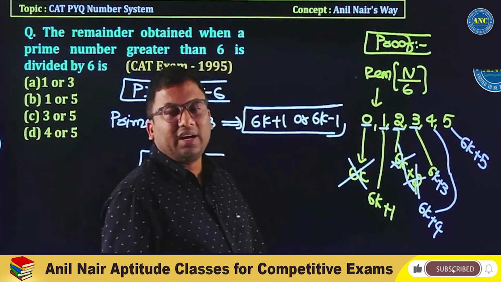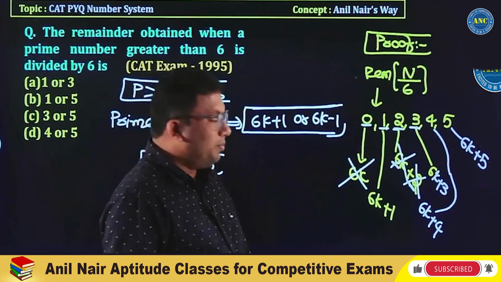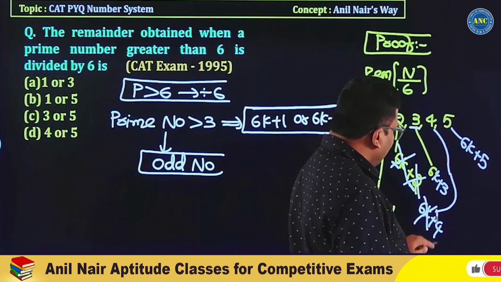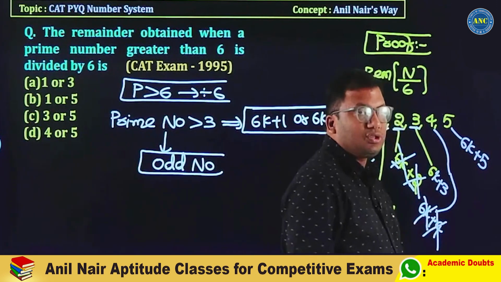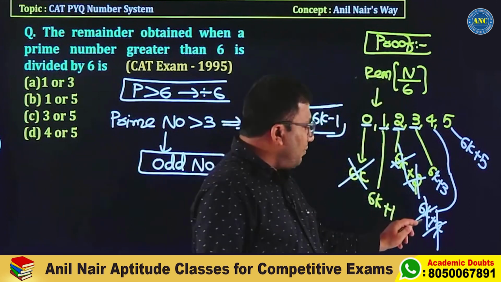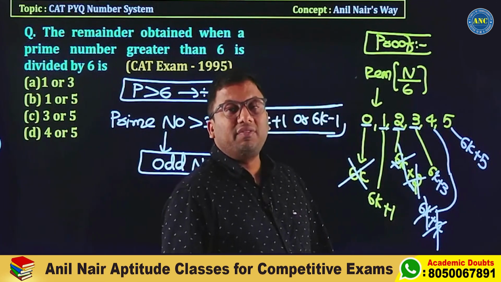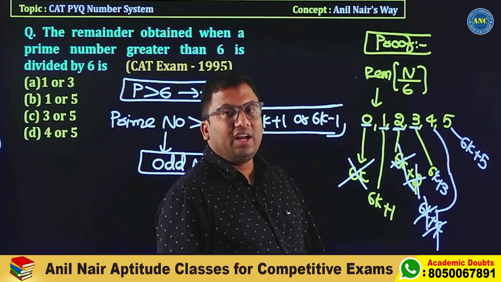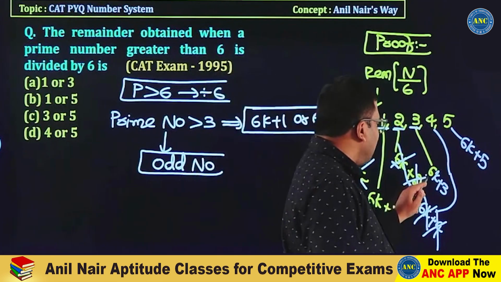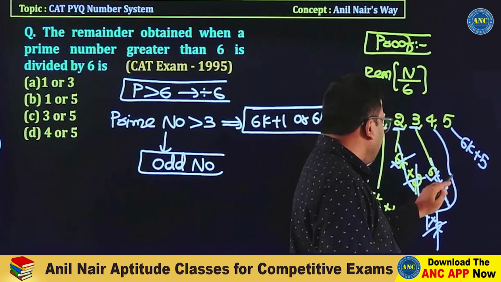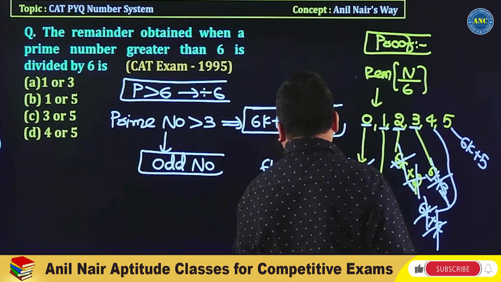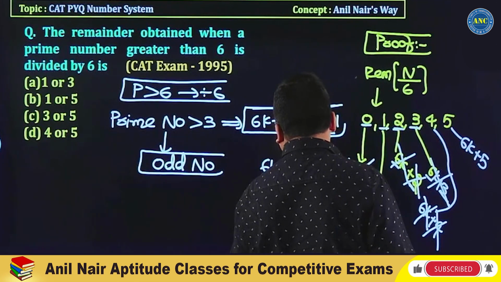Every prime number greater than 3 has to be an odd number. 4 is an even number, so the answer also has to be an even number according to this case. But every prime number greater than 3 is an odd number. D is divisible by 3. That means which forms did we get? 6k plus 1 or 6k plus 5 we got.